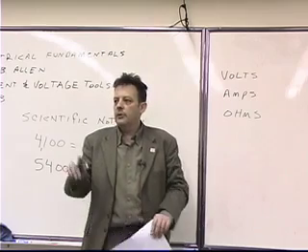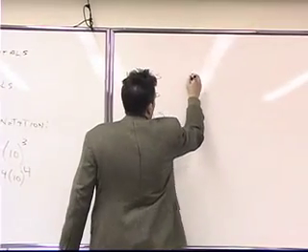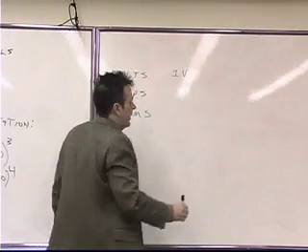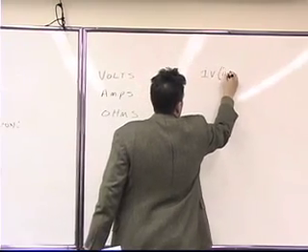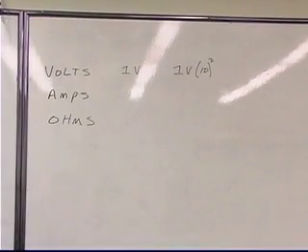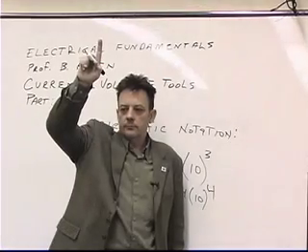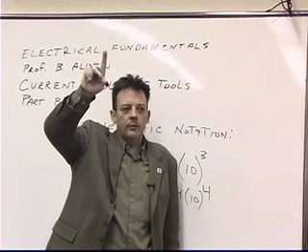Okay? So, let me ask you a question. What would be the difference between 1 volt, okay, and 1 volt times 10 to the 0 power? What is anything raised to the 0 power? 1. Anything raised to the 0 power is 1.